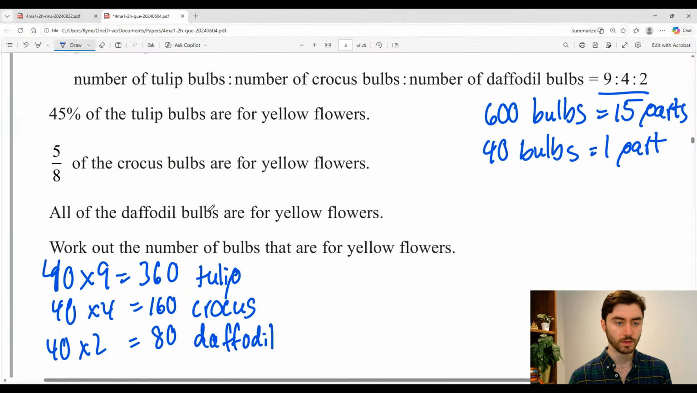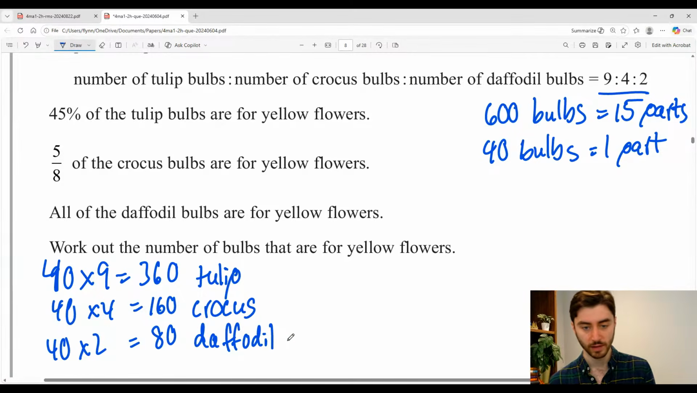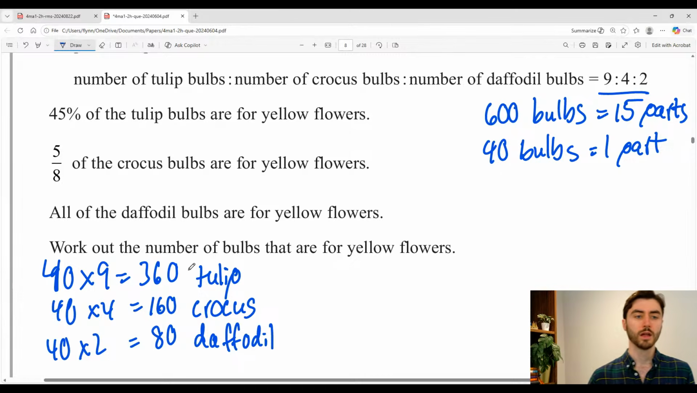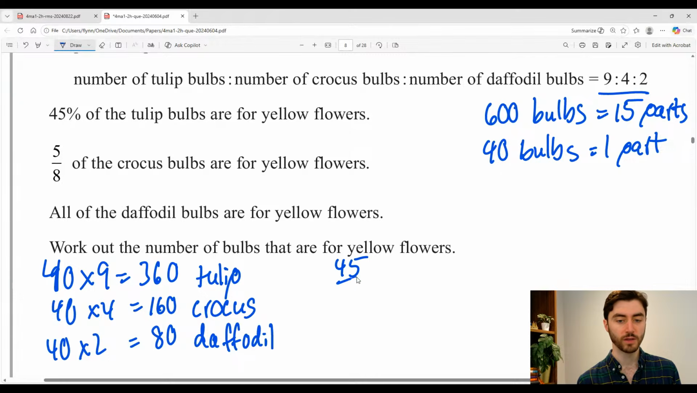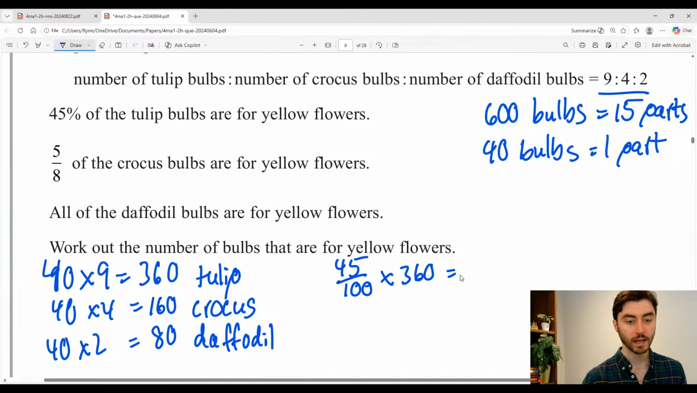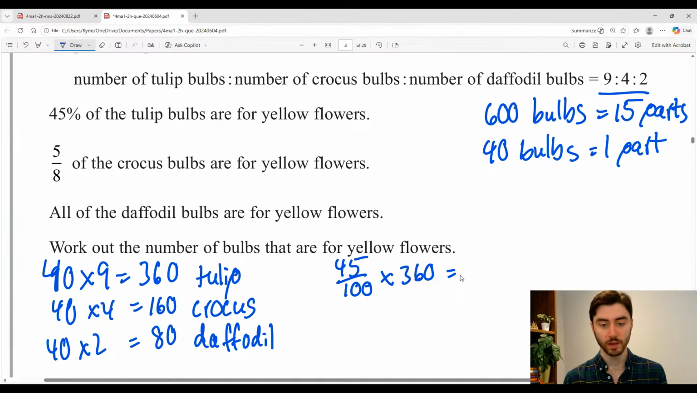So now, 45% of these tulips are for yellow flowers. And 5/8 of these crocus are for yellow flowers. And all 80 of these daffodils are for yellow flowers. So we have to work out 45%. So that's 45 over 100 times 360. Gets me the number of yellow tulips, which when I type in gets me 162.